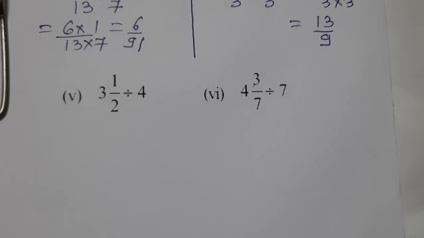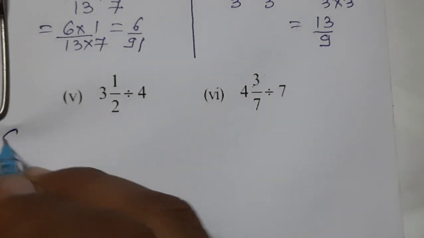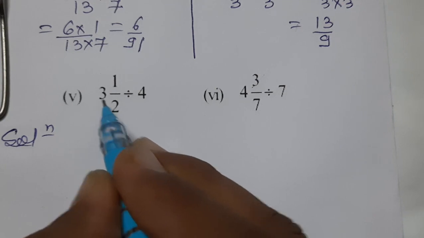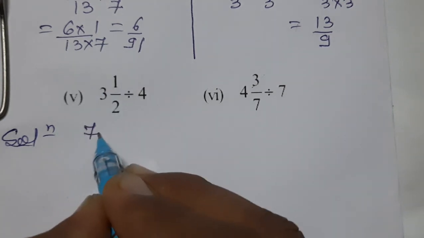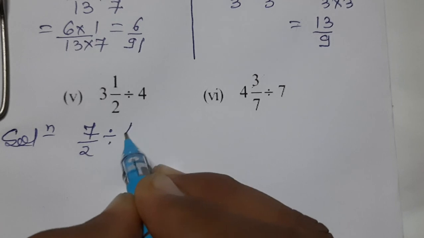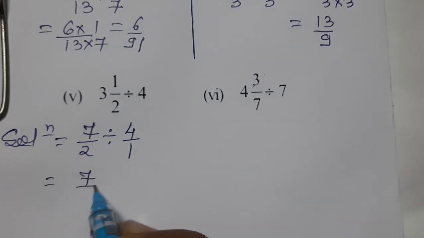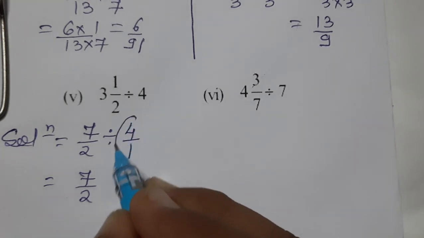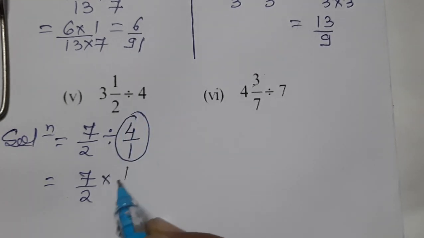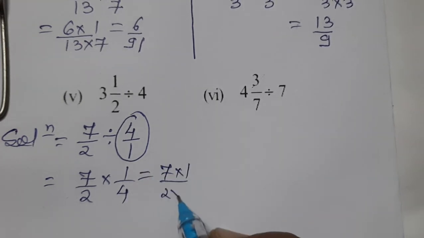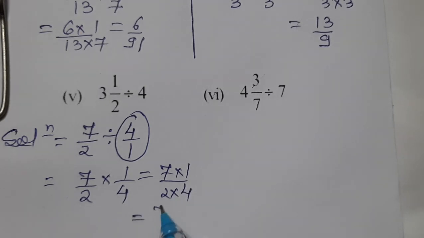Same. So let's start again, this one also. First convert mixed fraction to improper. 2 3s are 6 plus 1, 7. 7 by 2 divided by 4 by 1. Now take reciprocal. As usual, take the reciprocal of the right hand side, again always, so 1 by 4. Not possible to cut, so multiply numerator with numerator and denominator with denominator. 7 1s are 7 and 4 2s are 8.